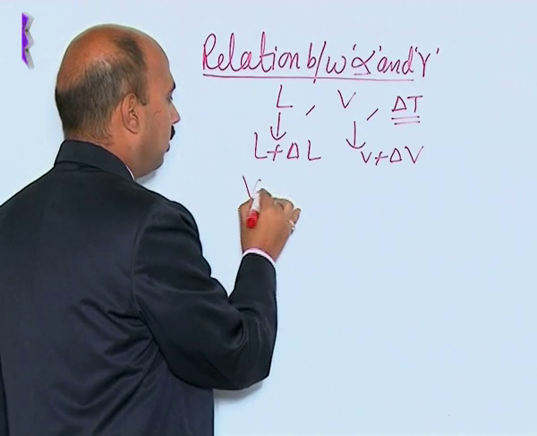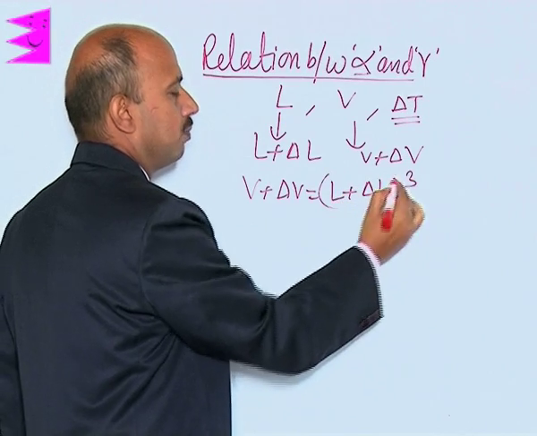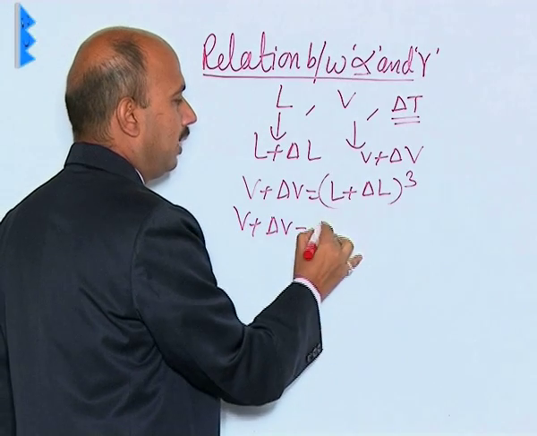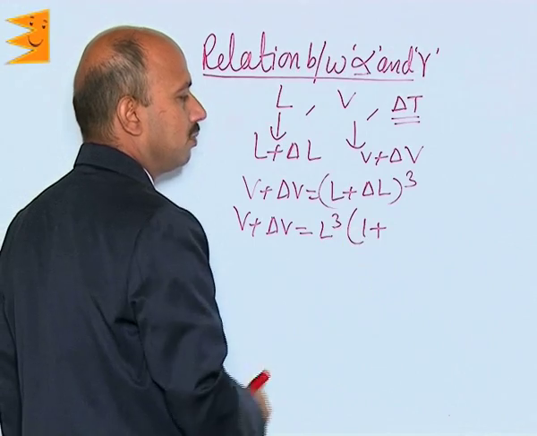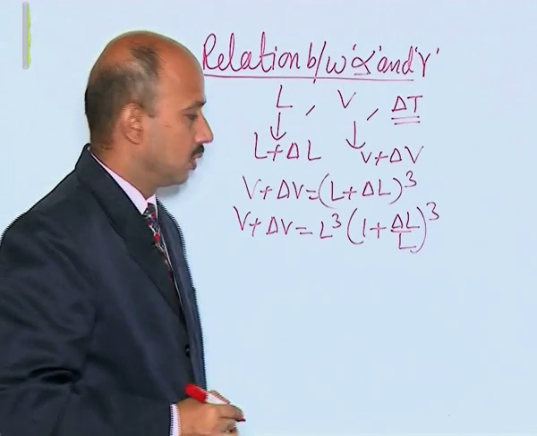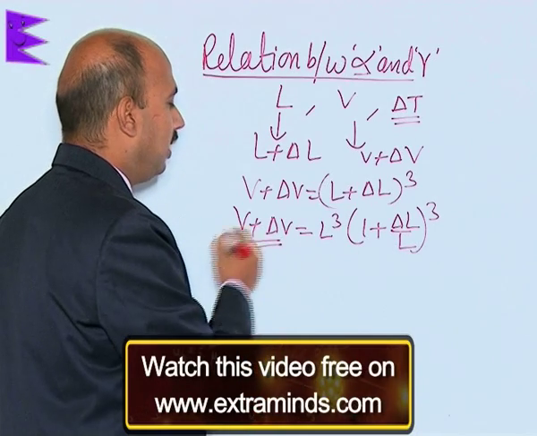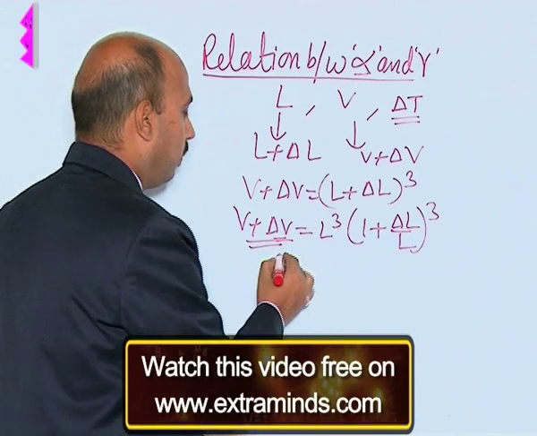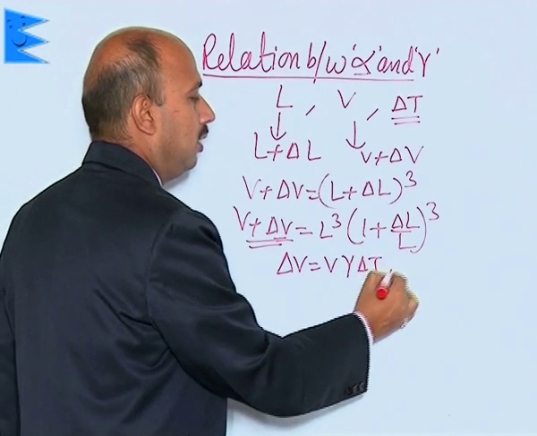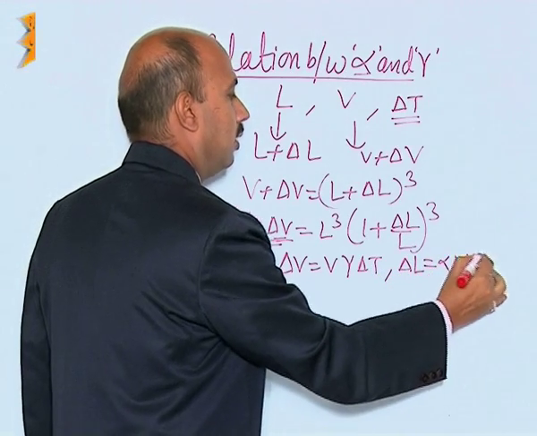So, now we can write here V plus delta V is equal to L plus delta L whole cube. We can take common here. So, V plus delta V is equal to, here we can take L cube common. So, 1 plus here delta L by L whole cube. Now, in this case you have to take just common V here also and put the value of delta V. So, we can write here delta V is equal to V into gamma delta T. Similarly, delta L is equal to, you can write here alpha L delta T.